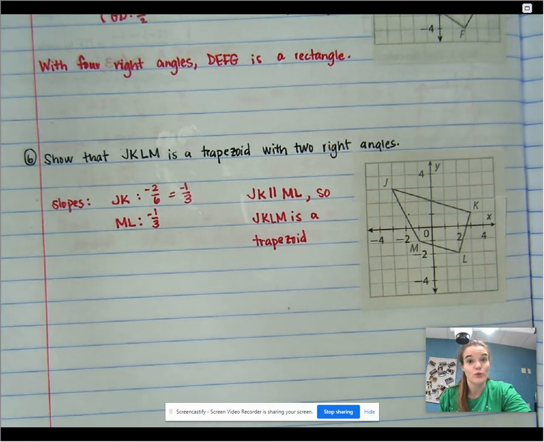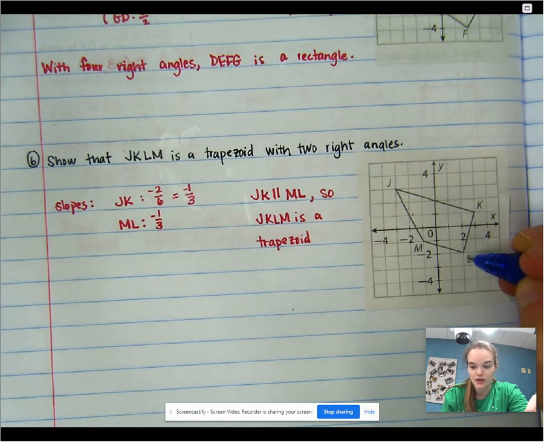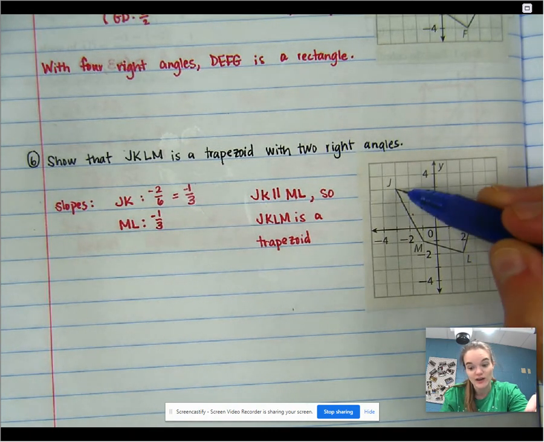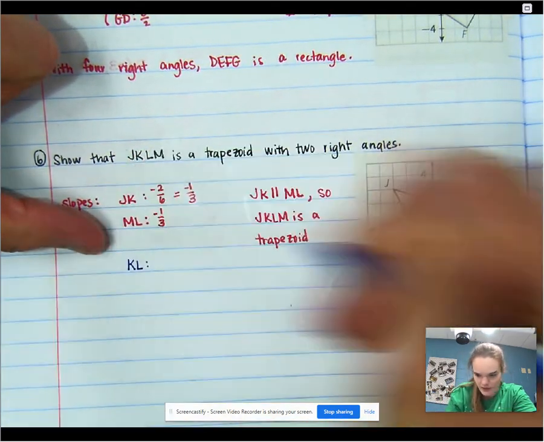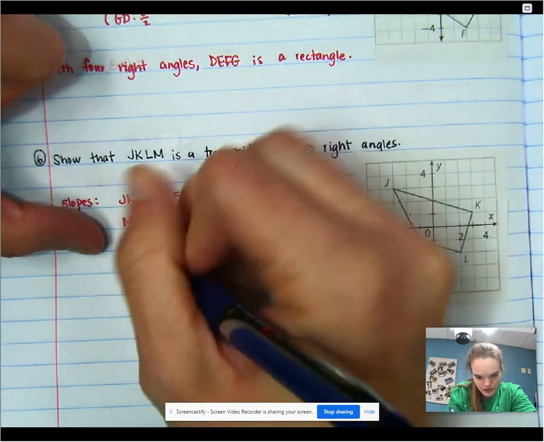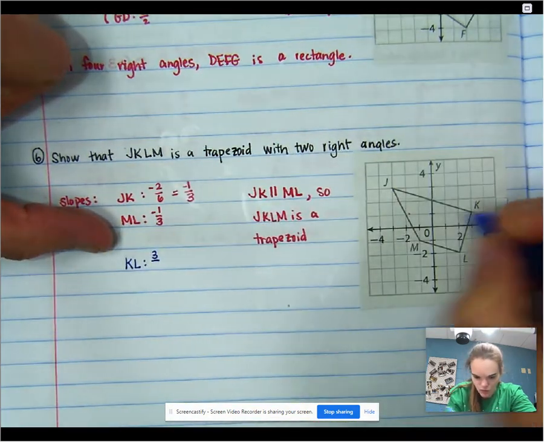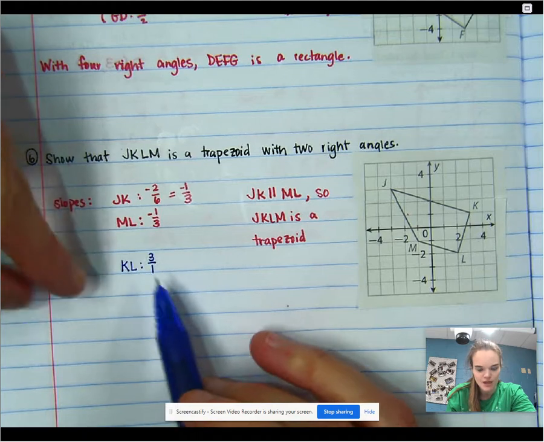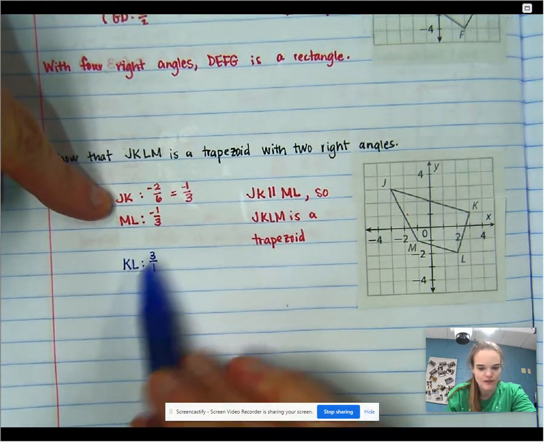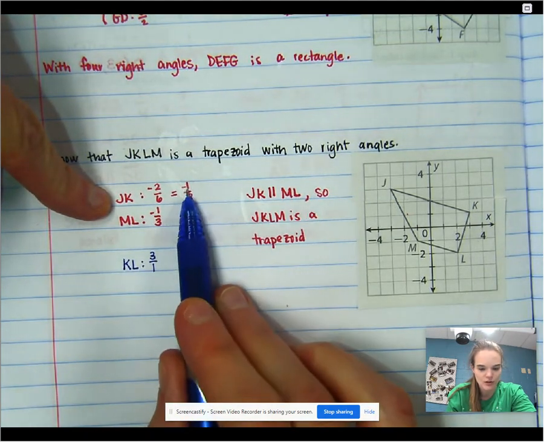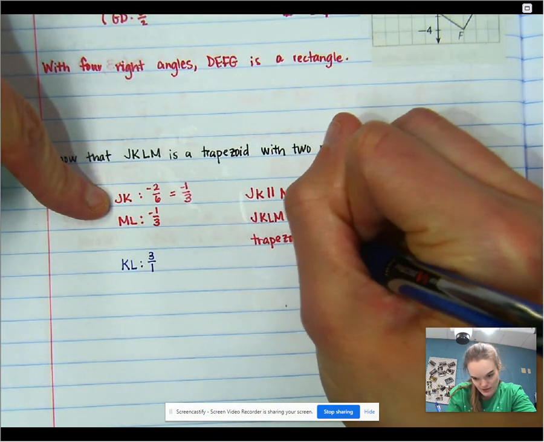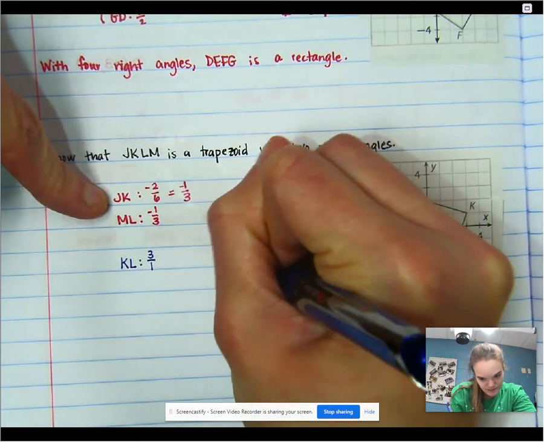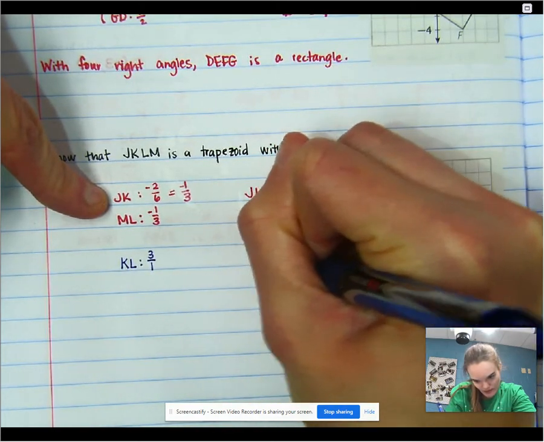Right angles. Where do you think the right angles are? I'm thinking they're probably at K and L, which means I don't have to find JM slope. I probably just have to find the slope of KL. KL, go up 1, 2, 3 over 1. Okay, now look at these. JK and KL have opposite reciprocal slope. They both share K. And angle K is a right angle.